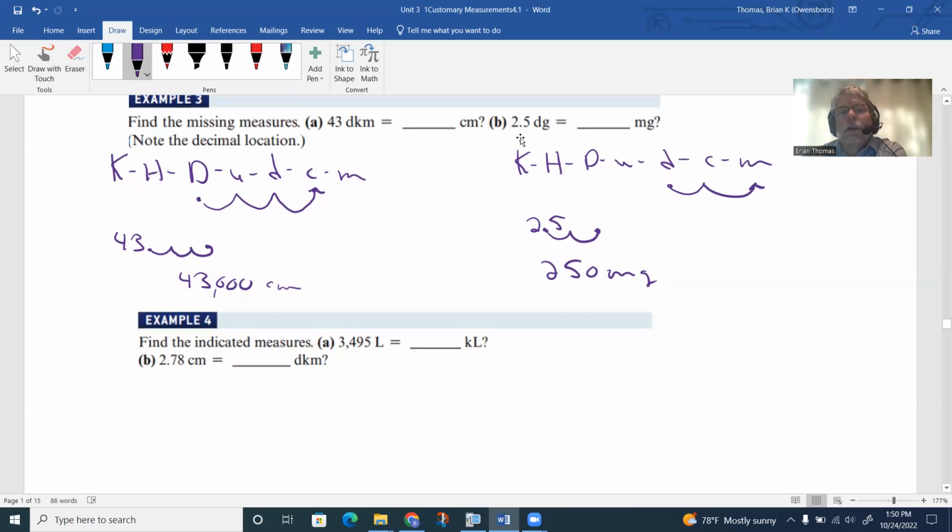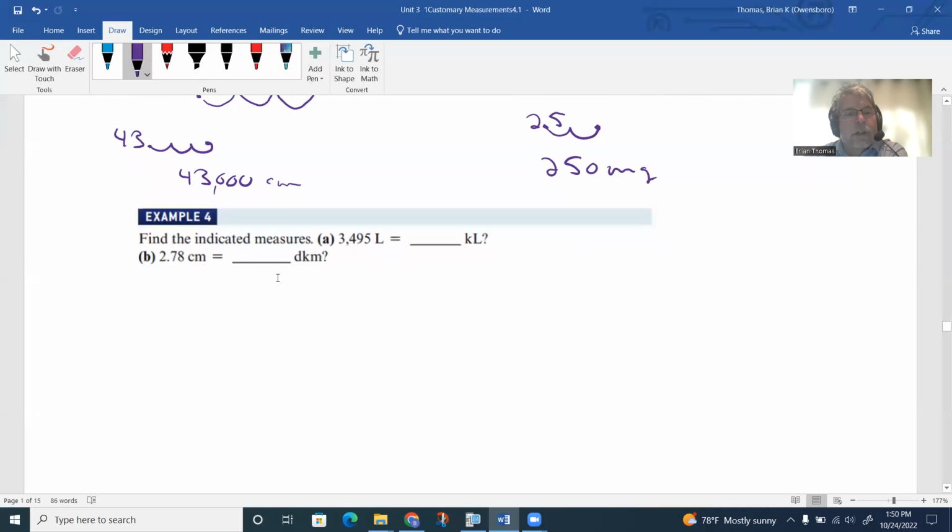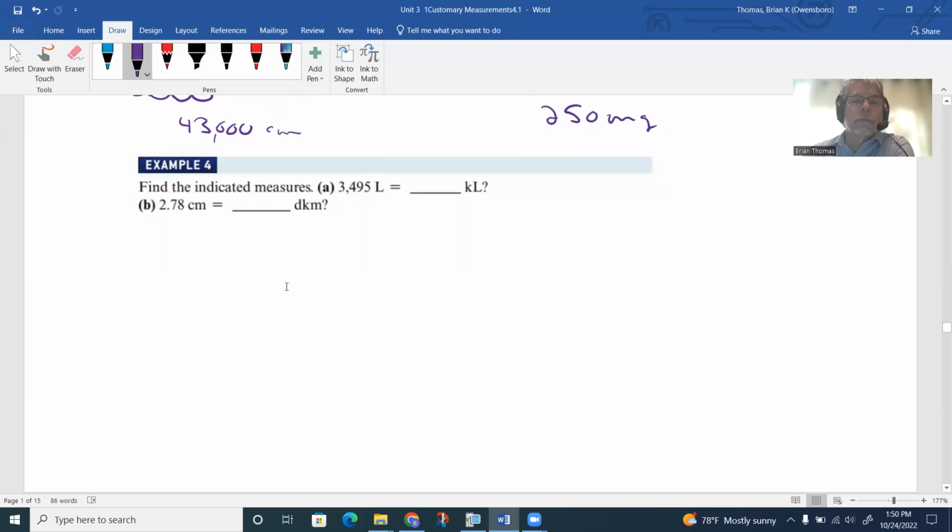So notice how going bigger to smaller, the numbers are easier to deal with. It's the other way around that gets a little more confusing. But with the metric system, it's not that big a deal because all you're doing is moving the decimal.